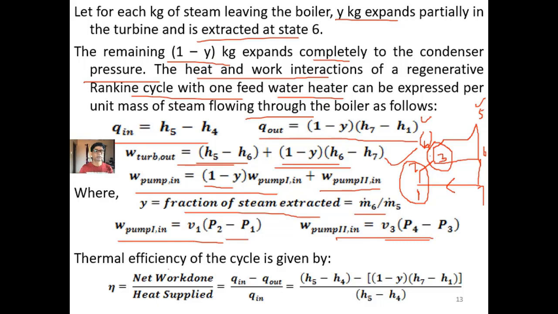The thermal efficiency of the cycle is given by eta equal to net work done divided by heat supplied, nothing but (Q in minus Q out) by Q in. Q in is H5 minus H4, whereas Q out is (1 minus Y) into (H7 minus H1), divided by Q in, which is H5 minus H4. So this is the expression for the Rankine cycle with one feed water heater, that is, an open feed water heater.